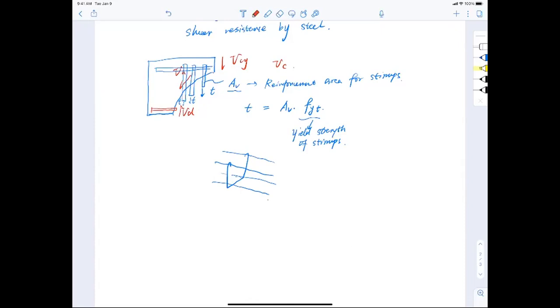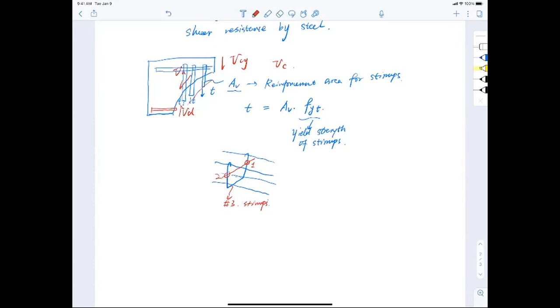So for stirrups, how many legs are there? When I do the cross-section cut, I have to cut here. How many legs do I have? One leg and what? Two legs. Why is that so important? Because say I have a number 3 stirrup. What is the area for a number 3 stirrup?